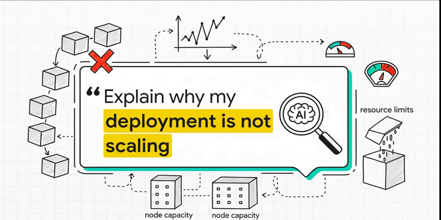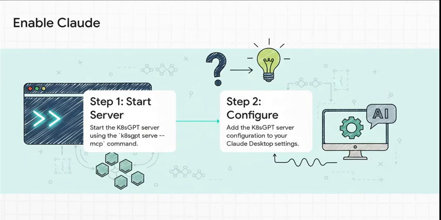You can even throw really complex, tricky problems at it, like explain why my deployment isn't scaling. I mean, that could be anything, right? It could be the HPA, resource limits, node capacity, a dozen different things. Instead of you having to manually check every single one, you just ask, and K8sGPT connects all those dots for you. It's amazing. Okay, so you're probably thinking, this has got to be complicated to set up.